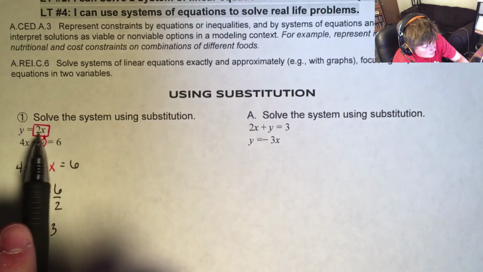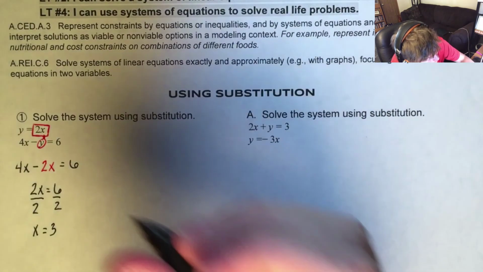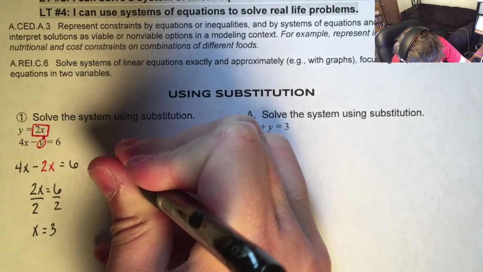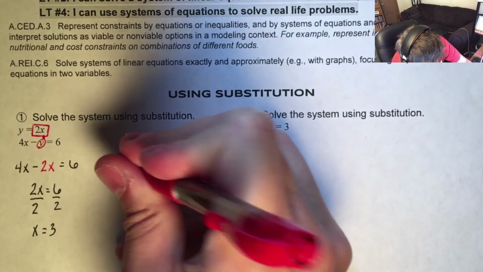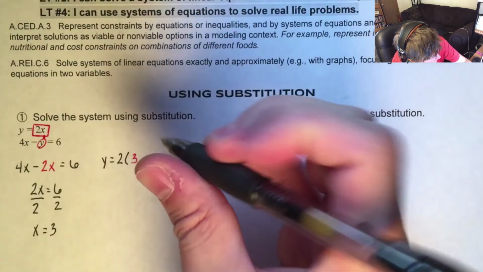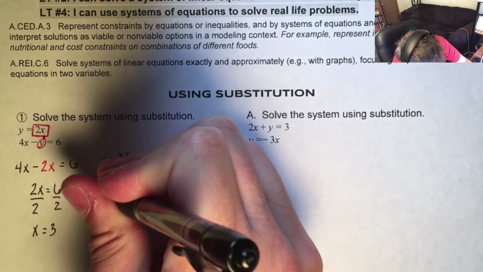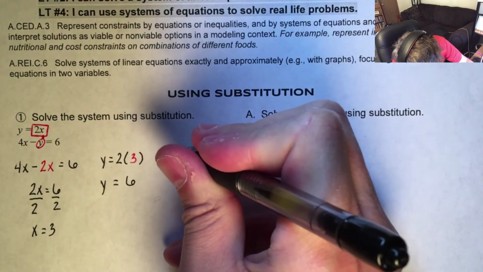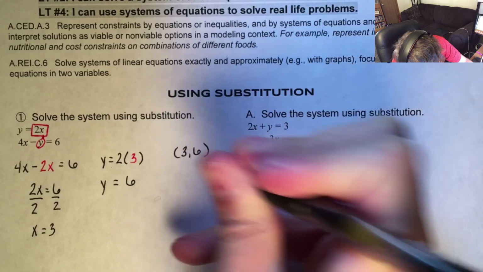I'm going to use the top one here because the y is already isolated, so it's going to be nice and easy for me to plug x into. So I'm going to just take y is equal to 2 times x. Well, what is x? x is 3. Alrighty. And then I just have to go 2 times 3, 6. So right now, I believe my ordered pair is the ordered pair (3, 6). Okay.